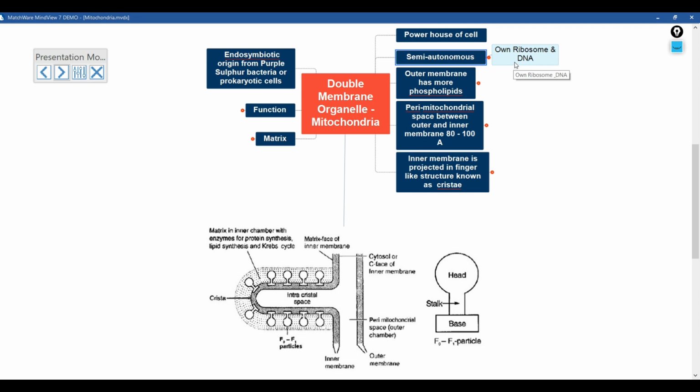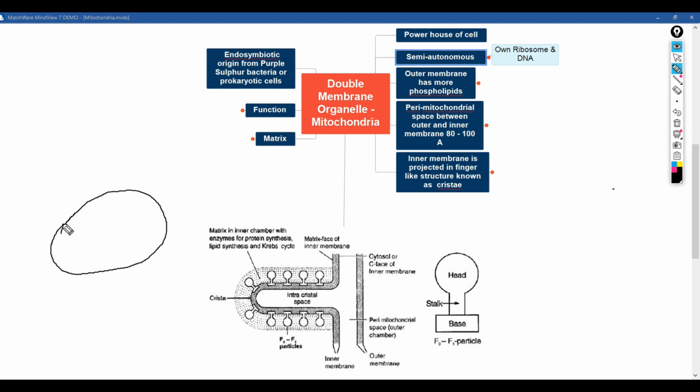Now let's talk about the structure. If you see the structure, then we can easily see there are different compartments present over there. So we can draw the diagram. If I draw the diagram of mitochondria, we can say it is a double membranous structure. The inner layer has a finger-like structure, and that finger-like structure is called cristae. So we can see there are distinct compartments.